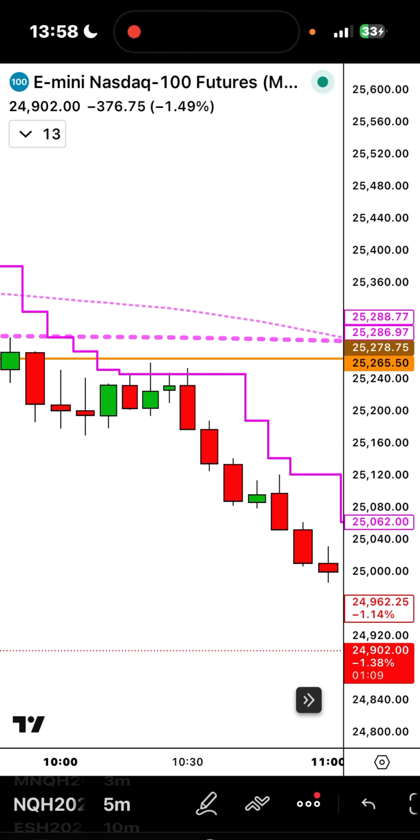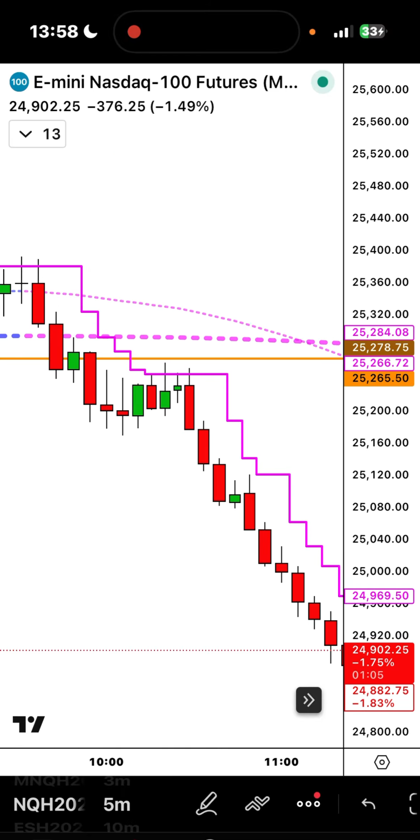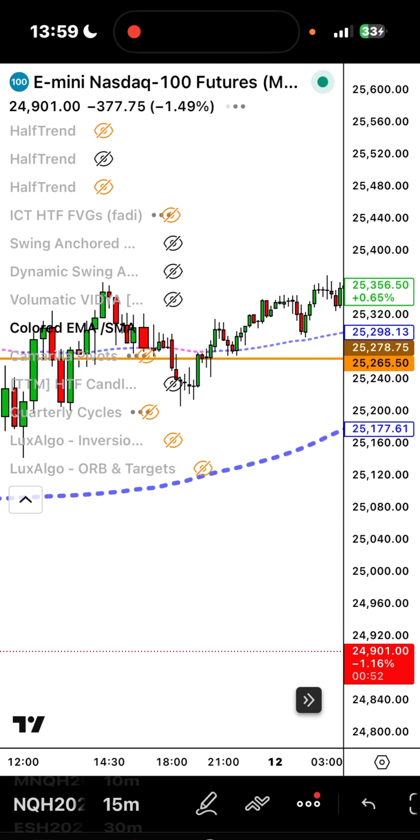Okay, wacha niachie hiyo hapo. This one is a very simple one. It should be easy to understand. I'm wondering if I should make the volumatic on this one. Okay, volumatic is easy. Let me go ahead and do that one as well. That one is only on the 15 minute and above.